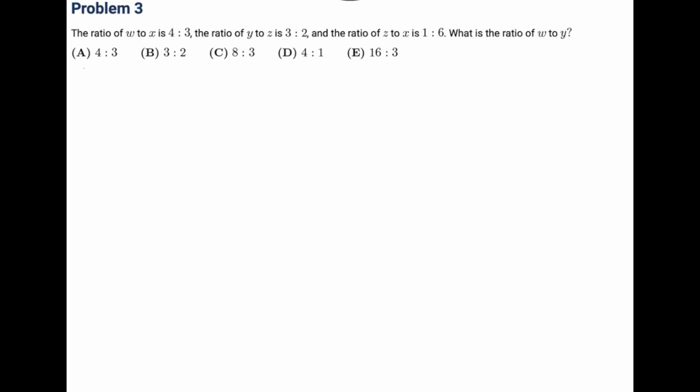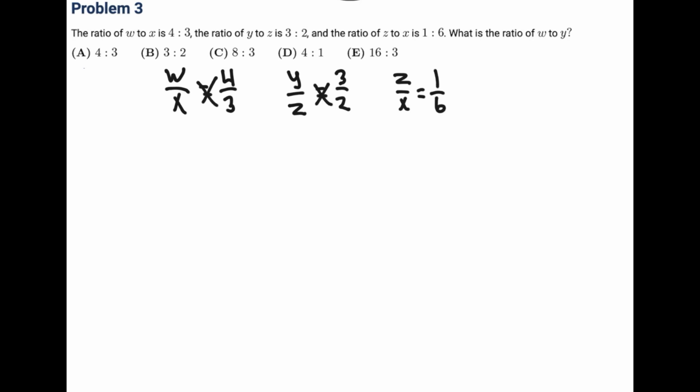To make this problem a little easier, we can start out by writing the ratios. We have W over X equals 4 over 3, Y over Z equals 3 over 2, and Z over X equals 1 over 6. We can cross multiply all of these to get 3W equals 4X, 2Y equals 3Z, and 6Z equals X. Now, we notice that there is Z in both of these equations.